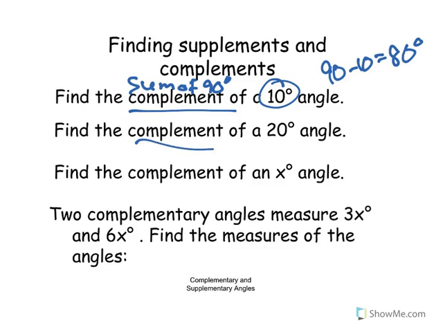How would we find the complement of a 20-degree angle? We would do pretty much the same thing: 90 minus 20 is going to be 70. How would we find the complement of an x-degree angle? Well, this is where it gets weird, right?